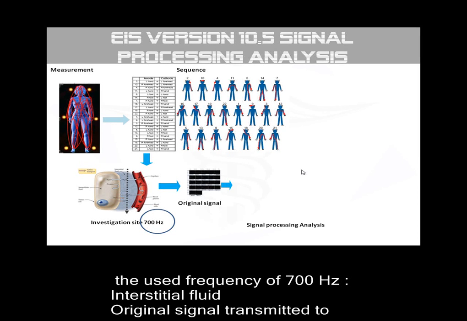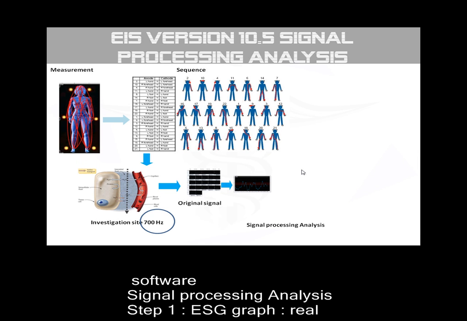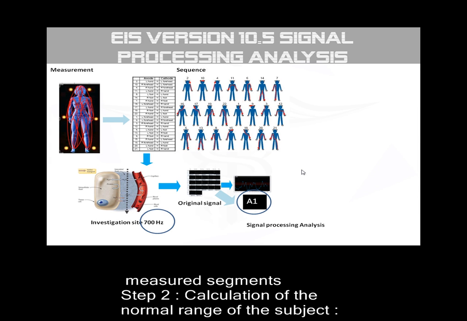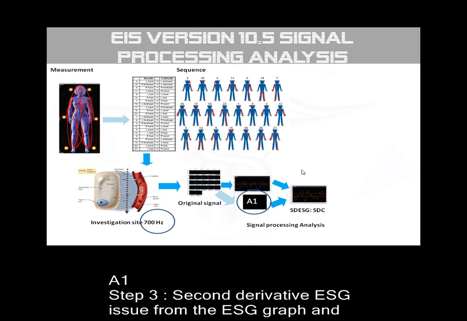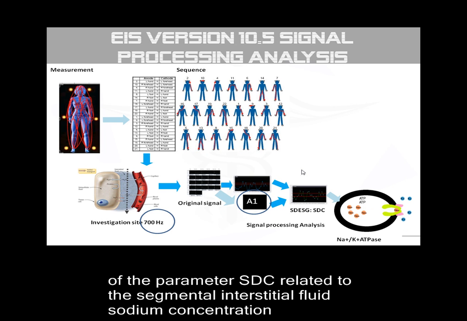Signal processing analysis. Step 1, ESG graph, real conductivity of the 22 measured segments. Step 2, calculation of the normal range of the subject, value A1. Step 3, second derivative ESG issued from the ESG graph and value A1, and calculation of the parameter SDC, related to the segmental interstitial fluid sodium concentration and segmental ATP pump activity.